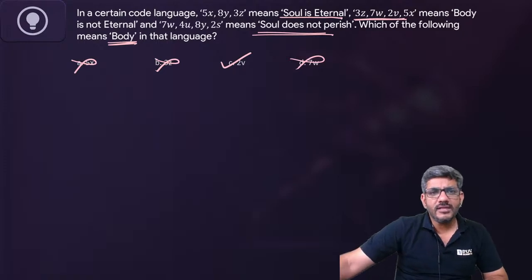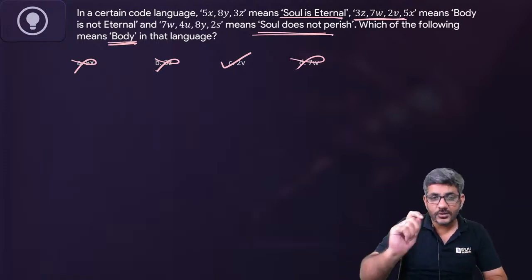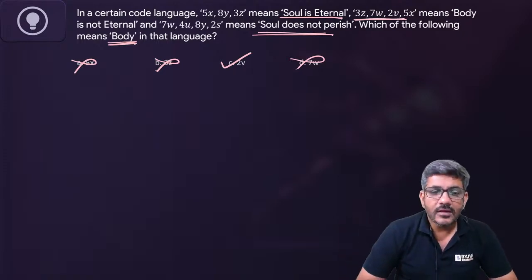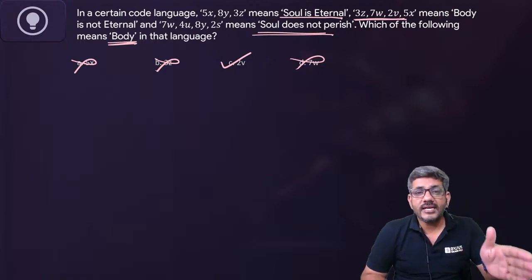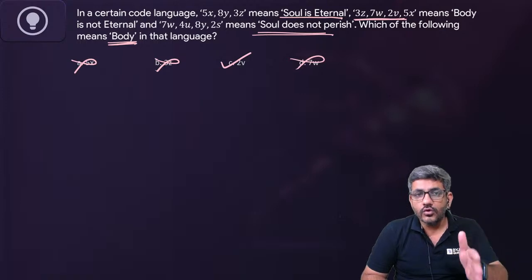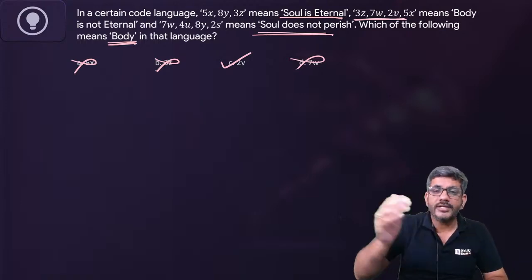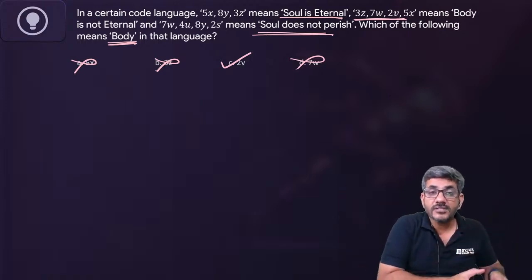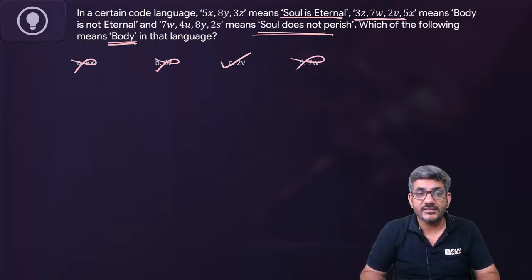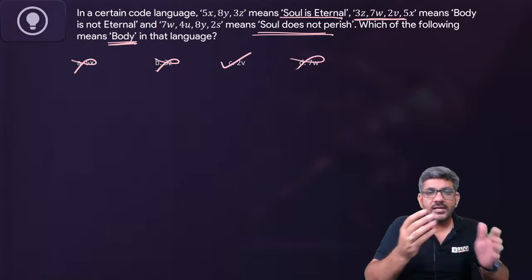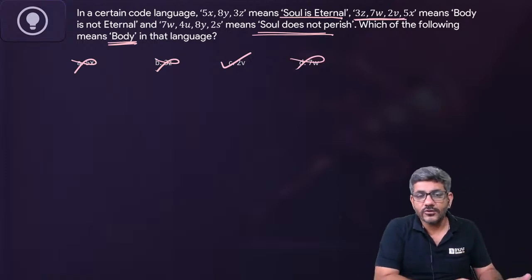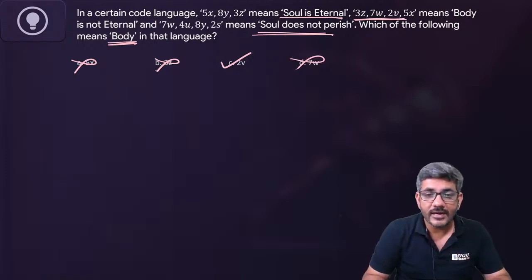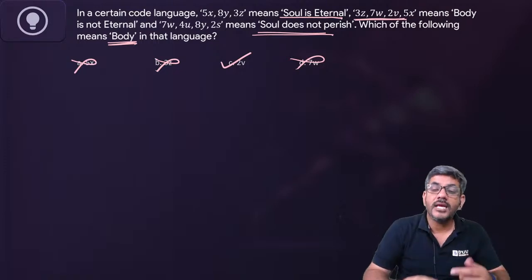Probably when you have given the answer as B, the mistake that you have made, listen to me carefully. आपने जो mistake मेरे ख्याल से की है वो ये, that when it says 3z, 7w, 2v, 5x means body is not eternal, that means the first code is for body, which is 3z. The second code has 7w. Third code is for not word. Fourth code is for eternal. No, it's not like that. They are not given in the same order.